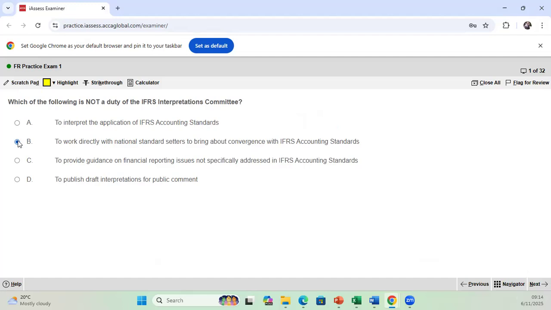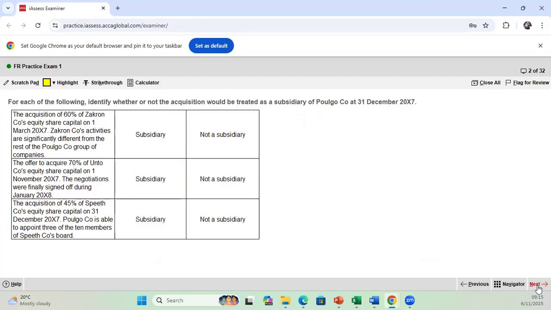So where it's not specifically addressed, they also help. So they can provide guidance where the standard is not specifically addressing what should be done. Then also they publish exposure drafts for interpretation. So B is not a role associated with interpretation.